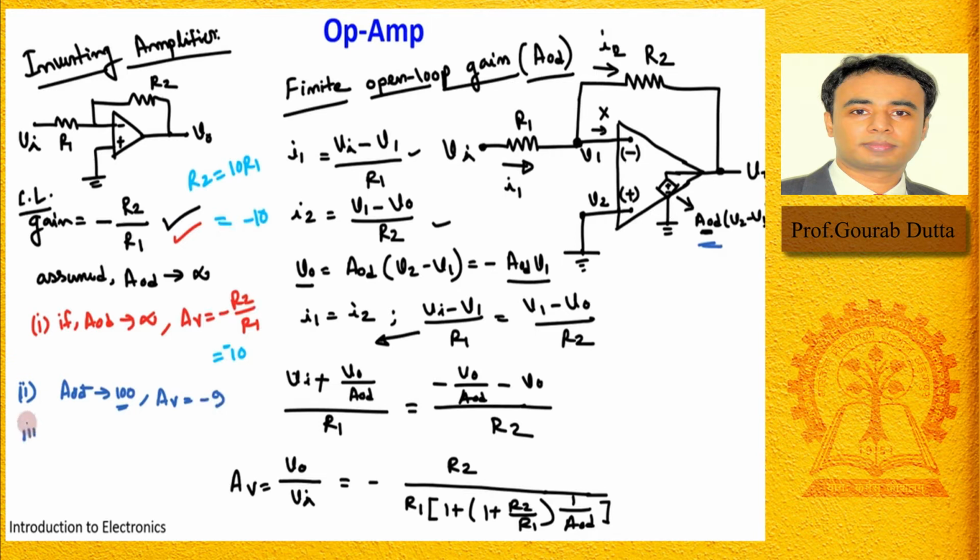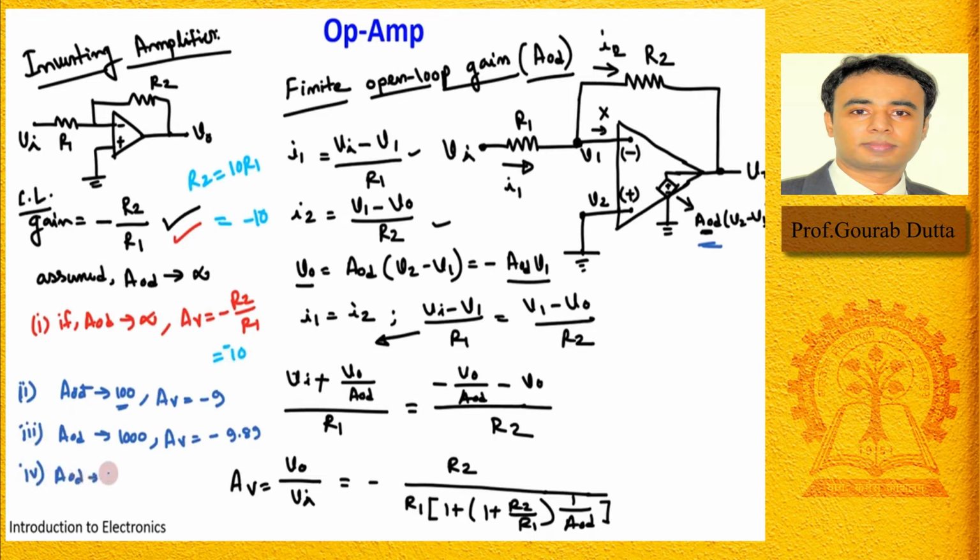Okay, let us consider some other value. Let us say that AOD is 1000. So now if you calculate it again from here, you will find that this voltage gain will come out to be 9.89. So now you can see it is much closer, right, to this minus 10. Okay. Now one more case.